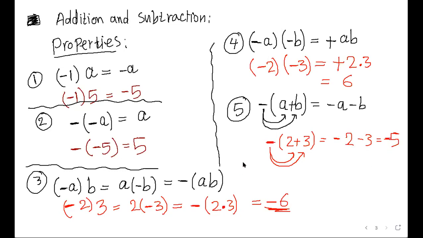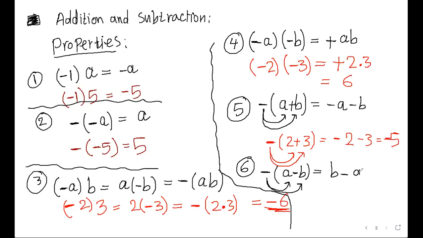Last one, number 6. If I have, for example, minus, and here is a minus b. The first number is positive, the second one is negative. So I can distribute the minus inside, and it will give me exactly b minus a.